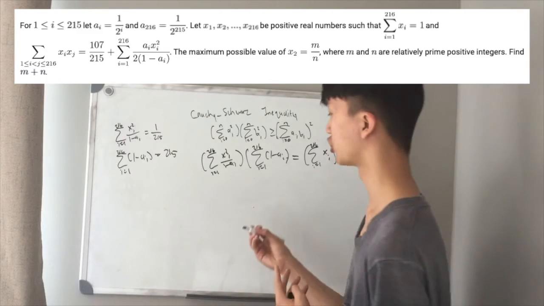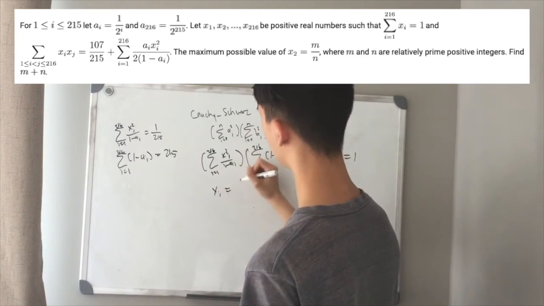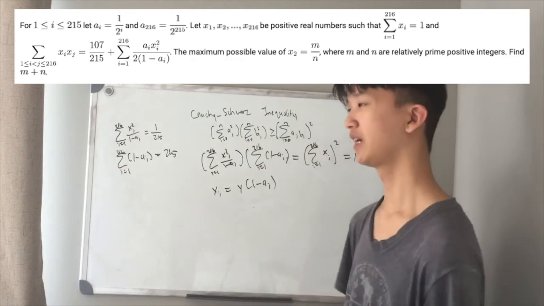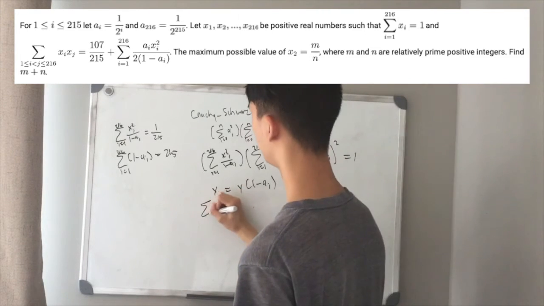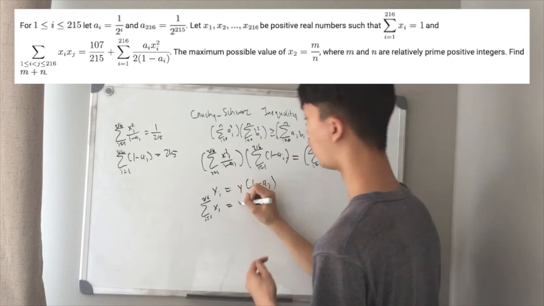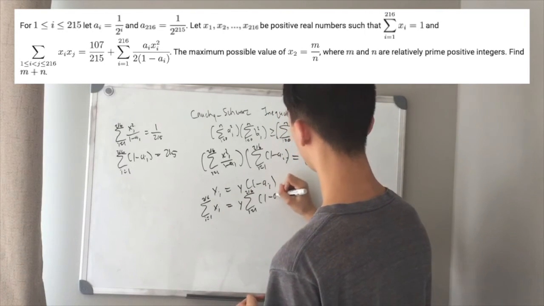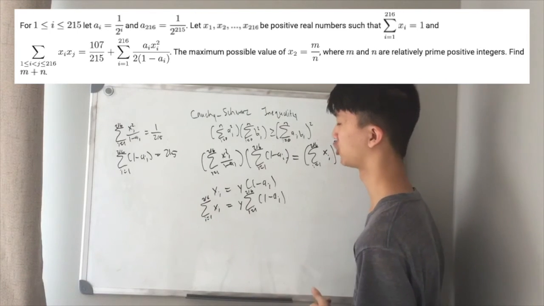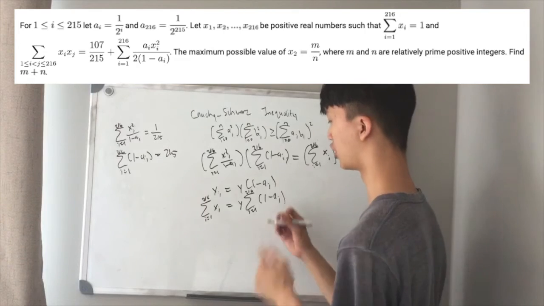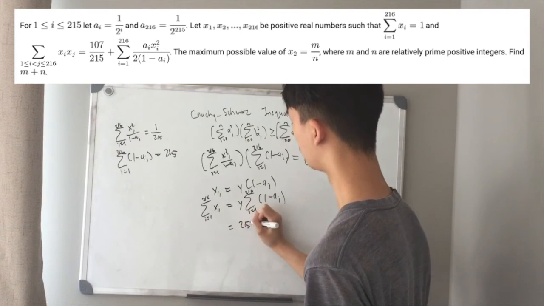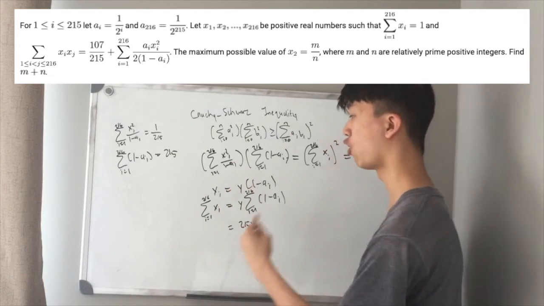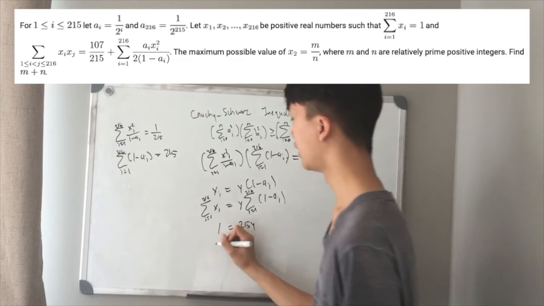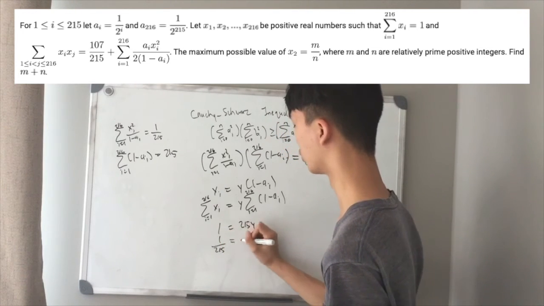Now let's set up an equation where xi is equal to y times 1 minus ai for some constant y. Now we can take summations on both sides to get that the sum of xi is equal to y times the summation of 1 minus ai. We can put y outside of the summation because y is a constant, so it doesn't affect the summation. Now we know that from here, this is equal to 215. So 215y is equal to 1 because all the sums of x's are equal to 1 from the problem. So we have 1 is equal to 215y, and 1 over 215 is equal to y.